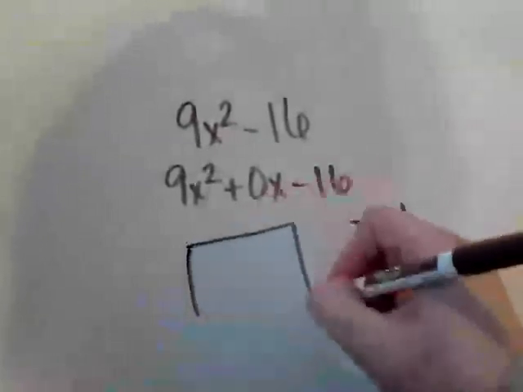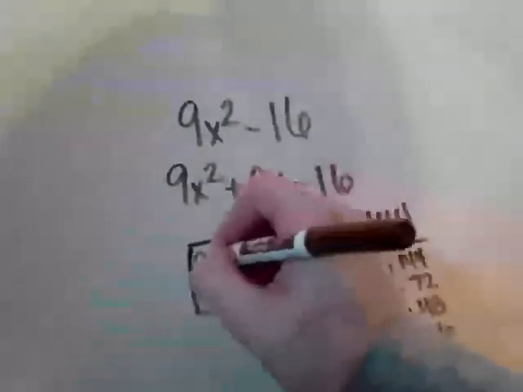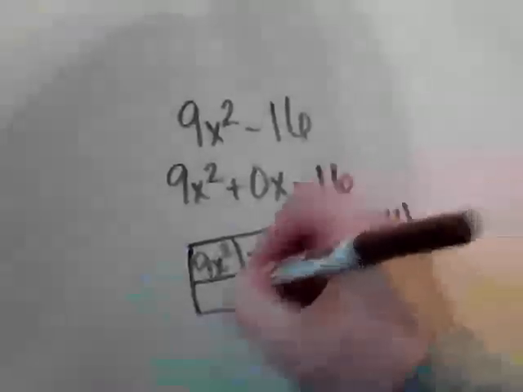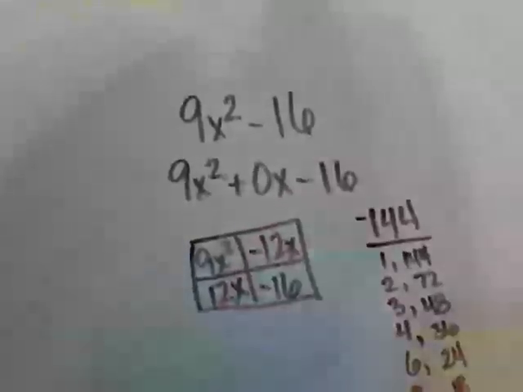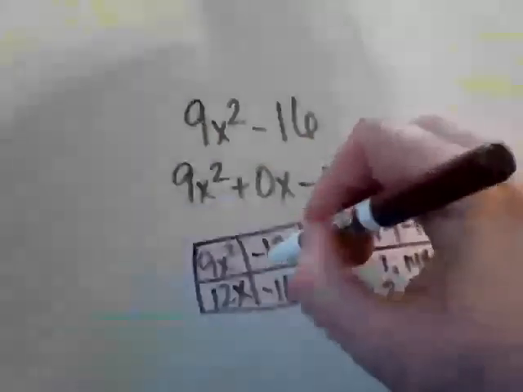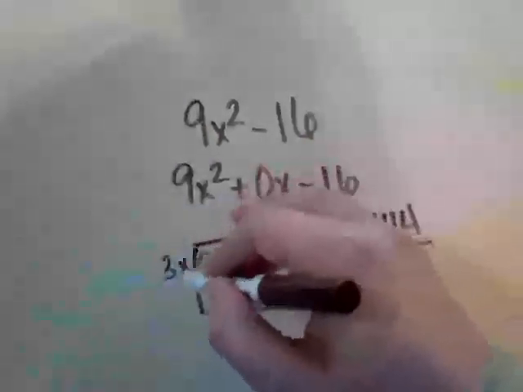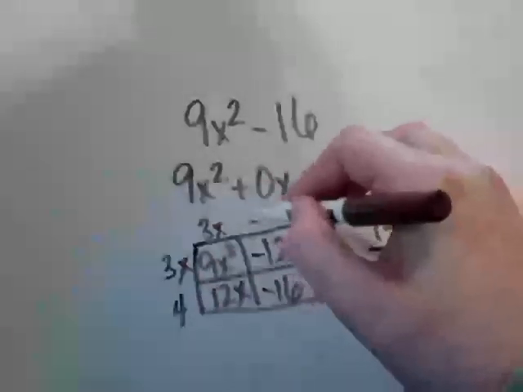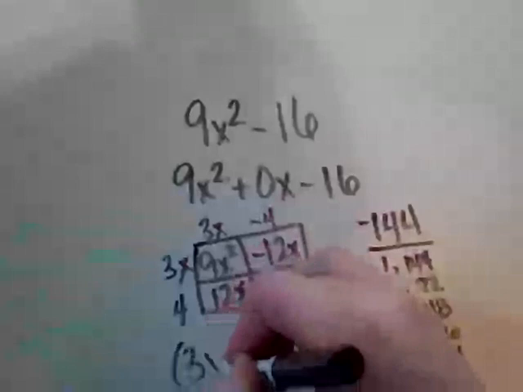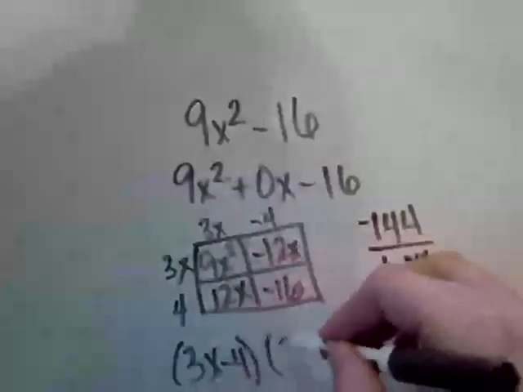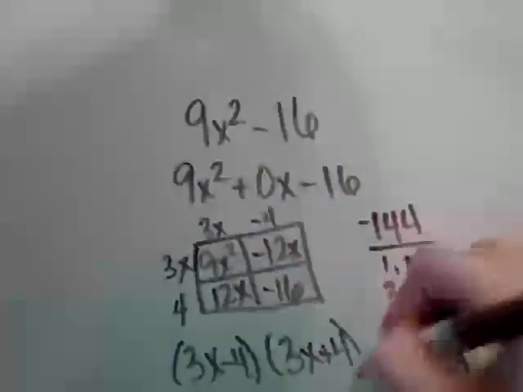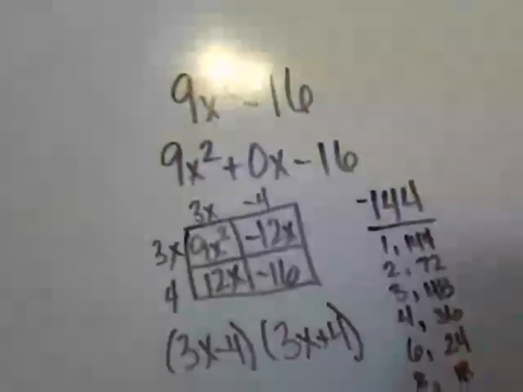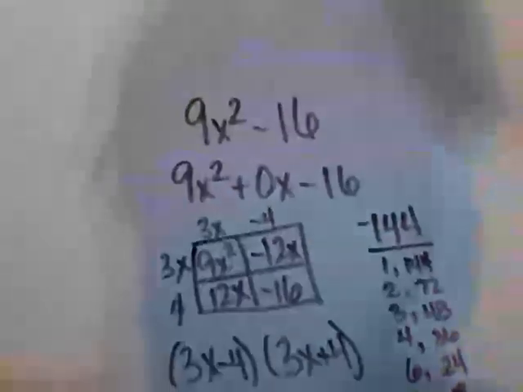So if I set up the box here, I've got my 9x squared and then my negative 16. I've got my negative 12x and my positive 12x. I'm going to factor out for each row and each column. Okay, and I got 3x minus 4 times 3x plus 4. But even though it had that leading coefficient, this was the long way to work this problem.